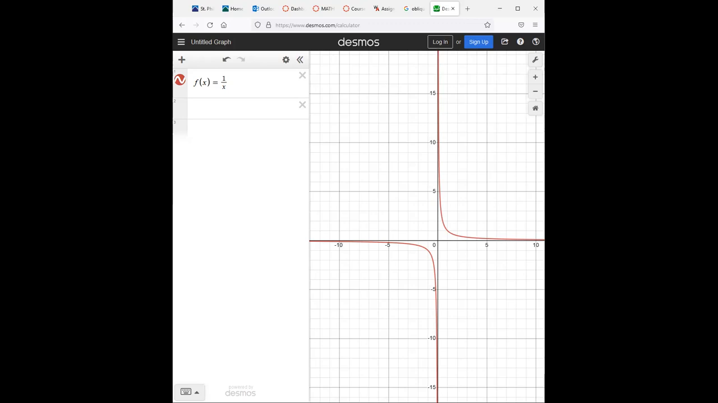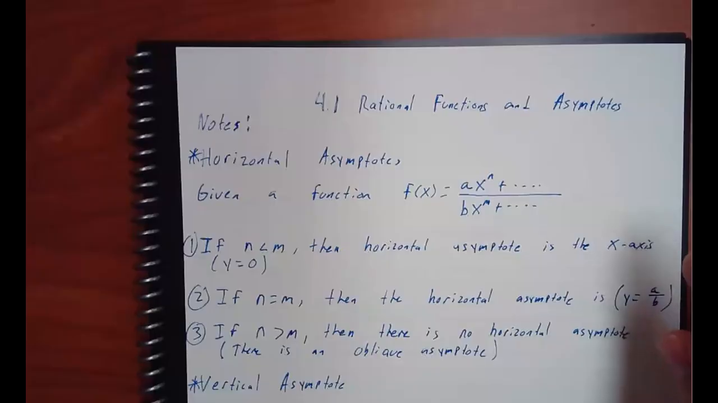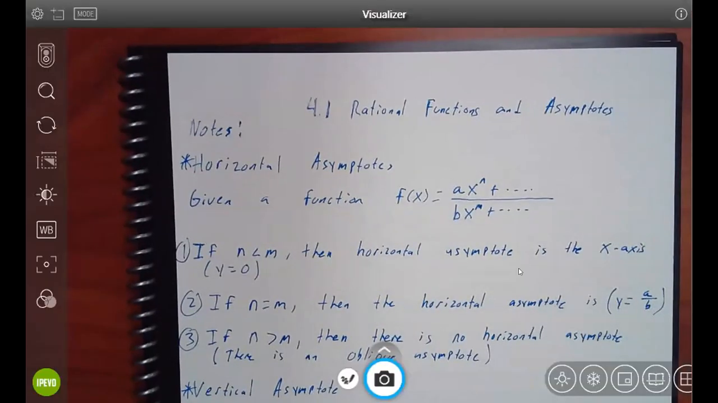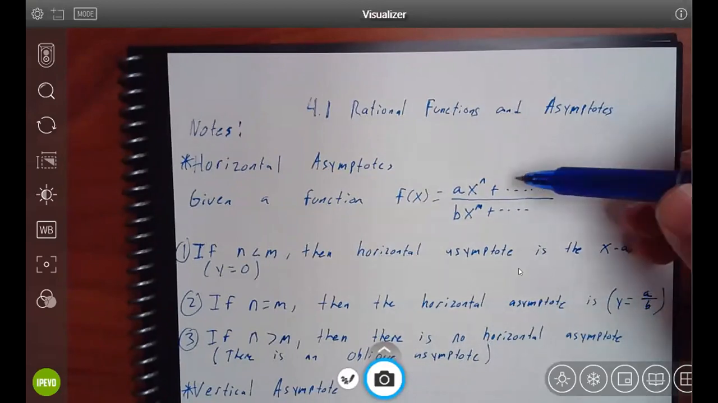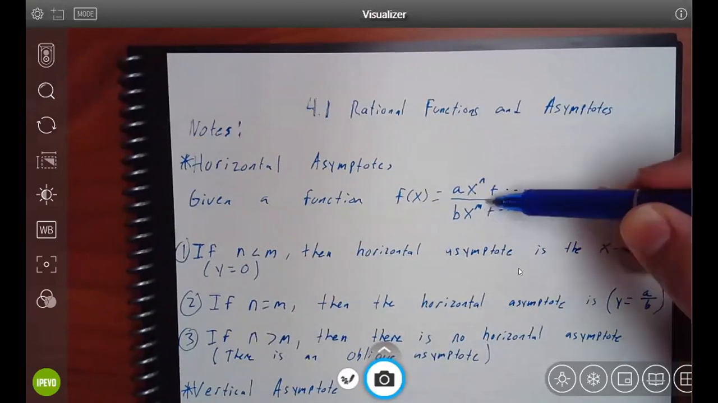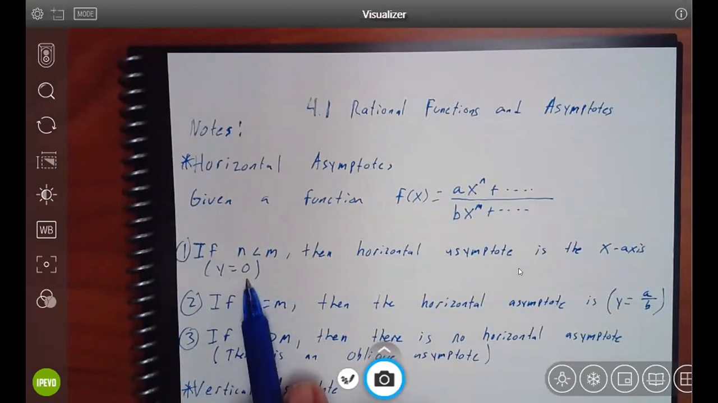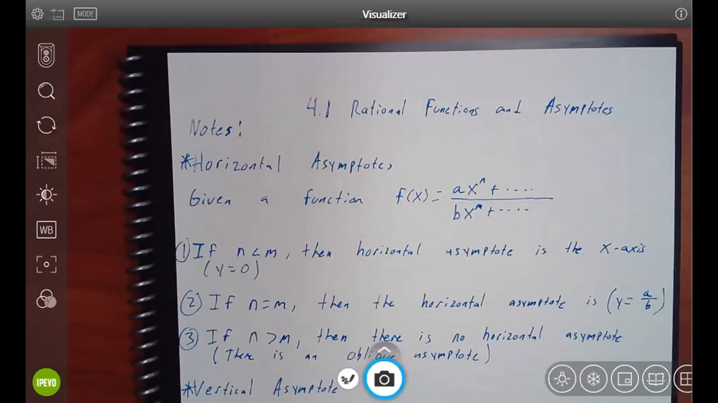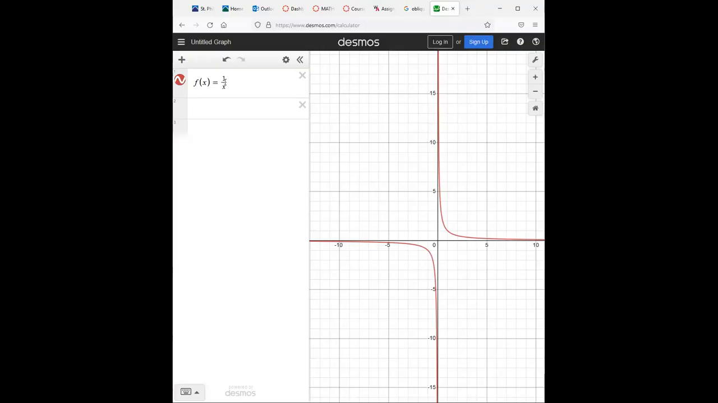So notice on our notes, you have this part written down here. I'm quoting this right here, number 1. If the top is smaller than the bottom, degree-wise, y equal to 0 is the horizontal asymptote. And that's what we have on this example, right? The degree on top is 0 because there's no x. The degree on the bottom is bigger. So notice that it doesn't cross the horizontal either. So y equal to 0, the x-axis, doesn't cross it.